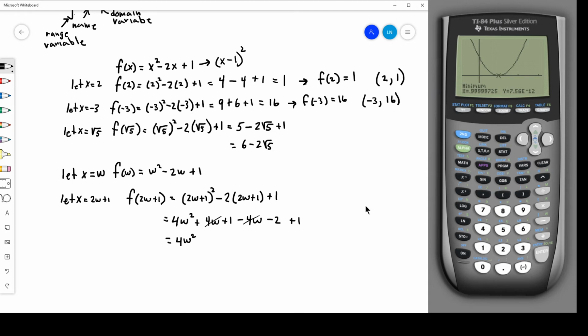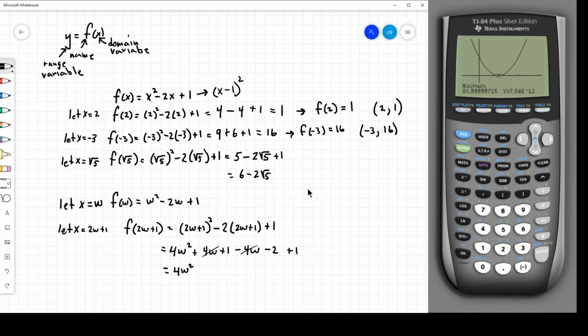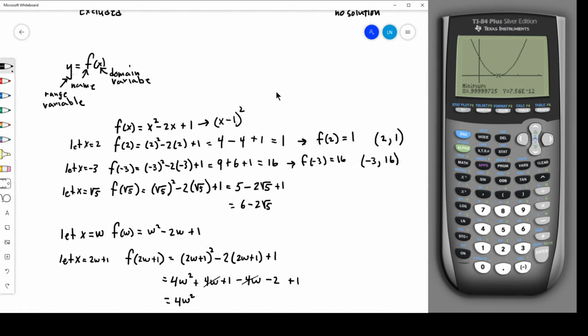All right, so I can write the domain and range of this function now. Let me move down a little bit. I can write the domain and range of this function. The domain is all real numbers. I'm going to use interval notation for this because it makes a little more sense. Negative infinity to positive infinity, all real numbers.